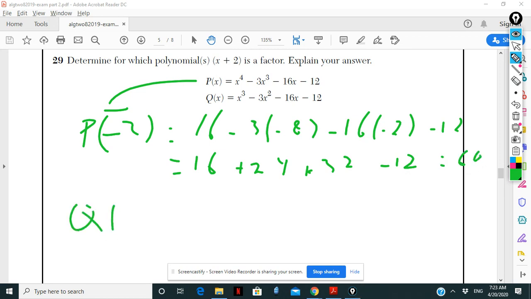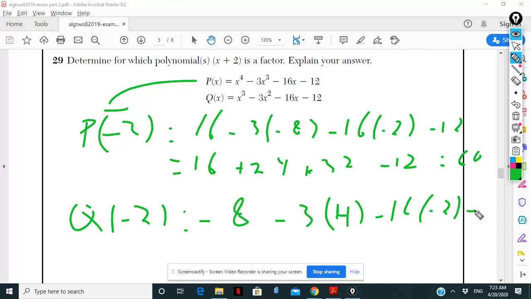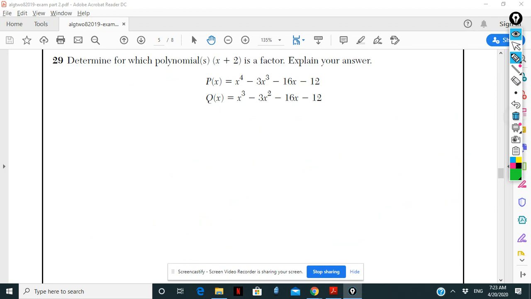And Q of negative 2. So negative 2 cubed is negative 8. Negative 3 times 4, negative 16 times negative 2, minus 12. Here it's negative 8 minus 12 plus 32 minus 12, which is going to be 0. So it's a factor. So this is one of the three ways. So I explained so far two.